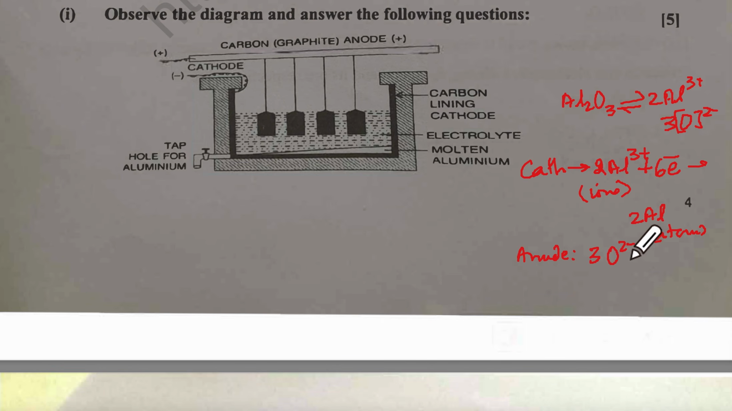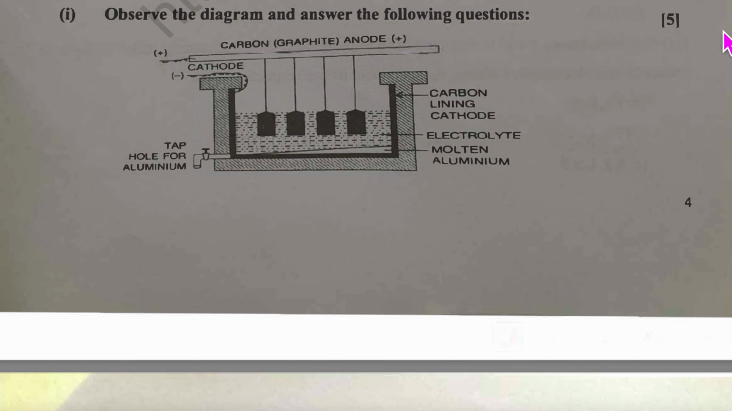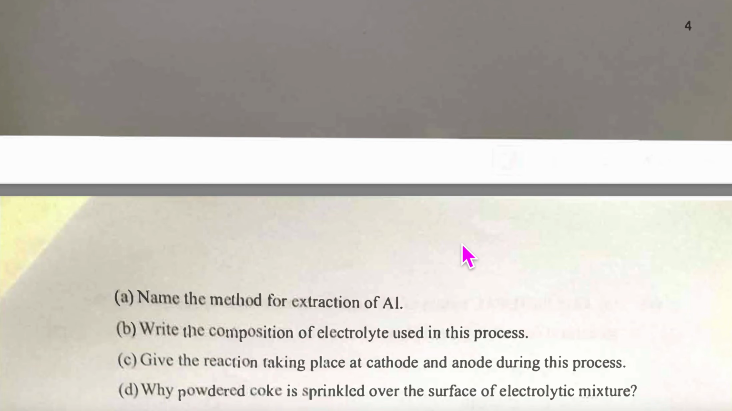3O2- gives 6 electrons plus 3O, gaseous oxygen, and then 3O will give us what? 3O2, correct? So we finish with that also. Everybody knows these by heart. Do you know also by heart?